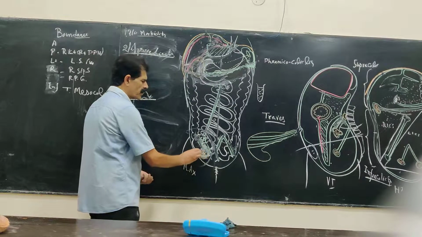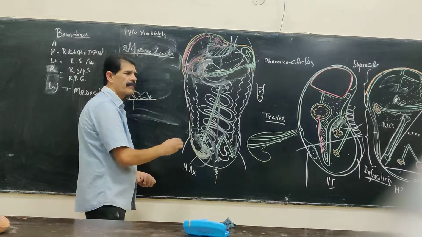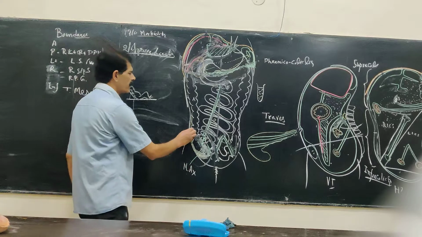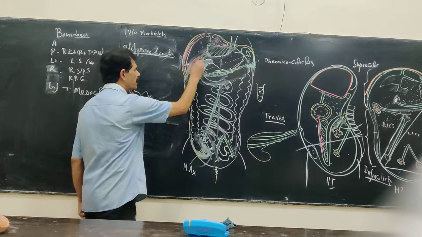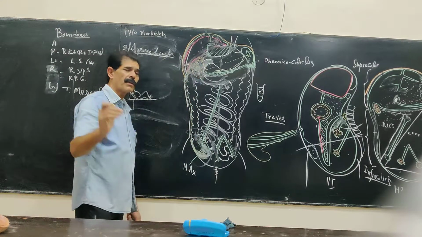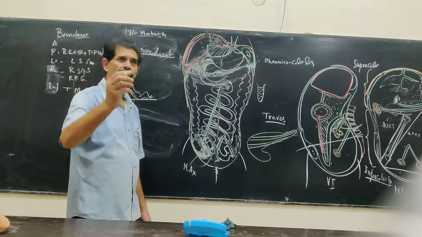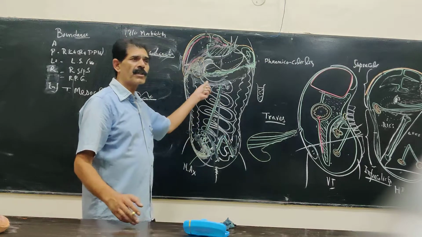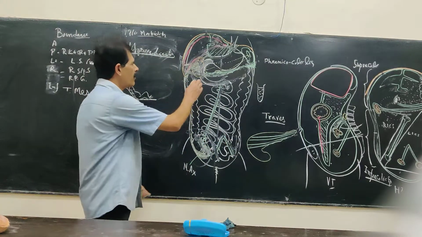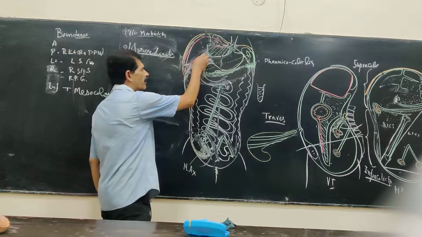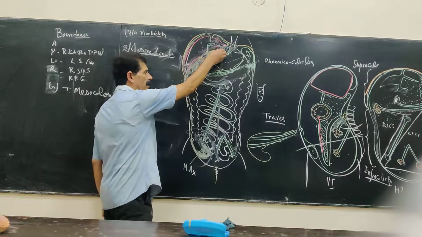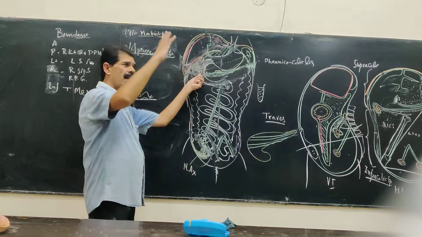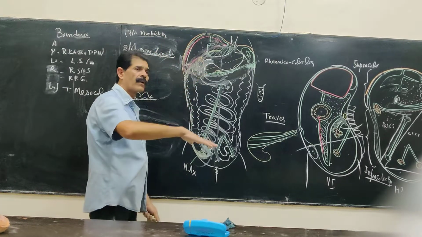And this whole of the pus will ascend in the right paracolic gutters. From here, it reaches Morison's pouch, because it is the most dependent part, so it will collect every day, slowly. When the whole of Morison's pouch is filled, it will enter the foramen of Winslow and start collecting in the lesser sac, because the lesser sac is higher and Morison's pouch is lower.